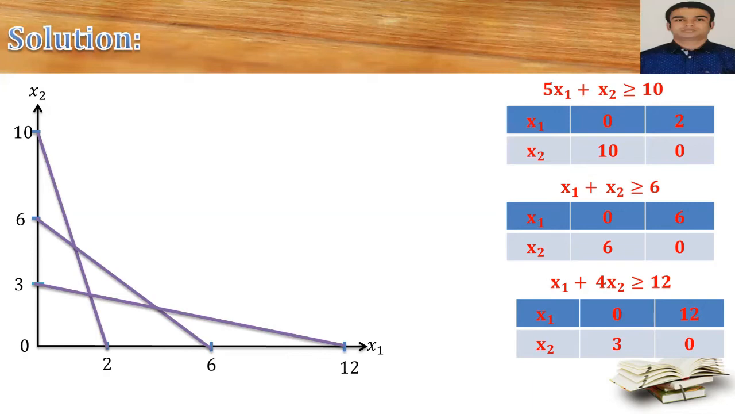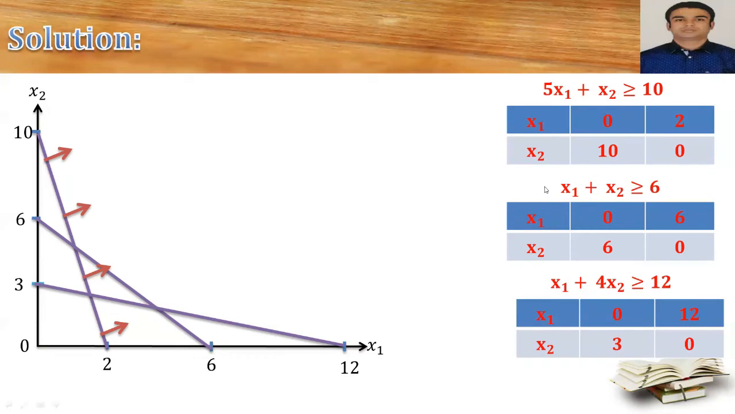Now in the next step 5, determine the feasible region. For determining the feasible region, we determine the area bounded by the lines of the constraint equations. So for the first constraint equation, 5x1 plus x2 is greater than or equal to 10, the sign is greater than or equal to. That means the area will be considered on and above the line, that is, away from the origin, for the first constraint equation.